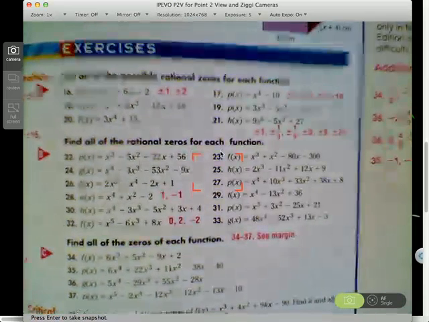What do you guys say? What is another good one? 29? Yeah. 29's got a placeholder, I see.